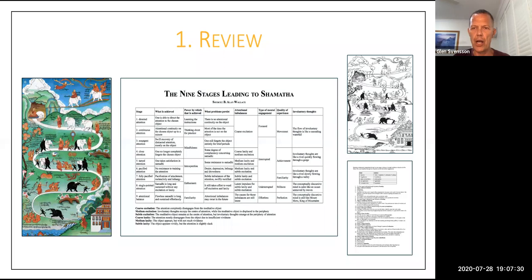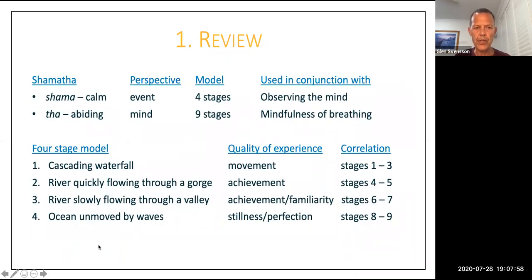And in that chart, the 9-stage chart, we see that there are 2 models put together. The classic 9-stage model, and then the other model that we briefly touched on earlier, the 4-stage model, which is covering the last 2 columns of that diagram. And that's the model that's used more commonly for observing the mind. So this 9-stage model is really the classic model used particularly for the mindfulness of breathing practice. Whereas when we use the mind as the object for shamatha, then more commonly we have a 4-stage model to describe the stages of progress.